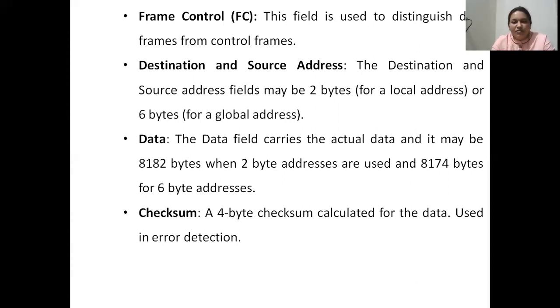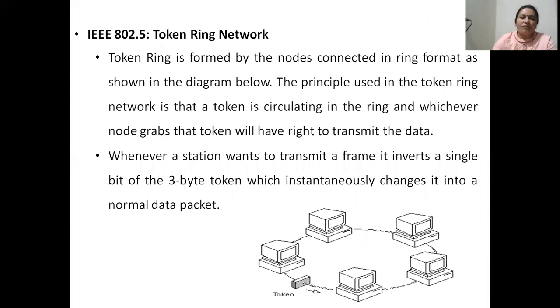The checksum field is used to include error detection data, so that the receiver can recompute it and confirm whether the data is correctly received or an error has occurred. So that was about the token bus network.